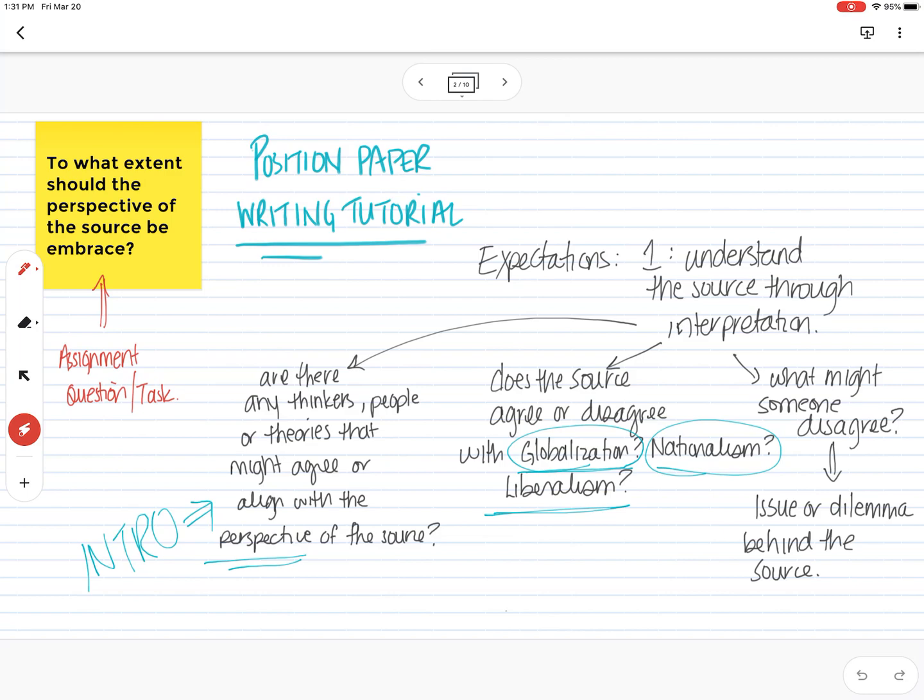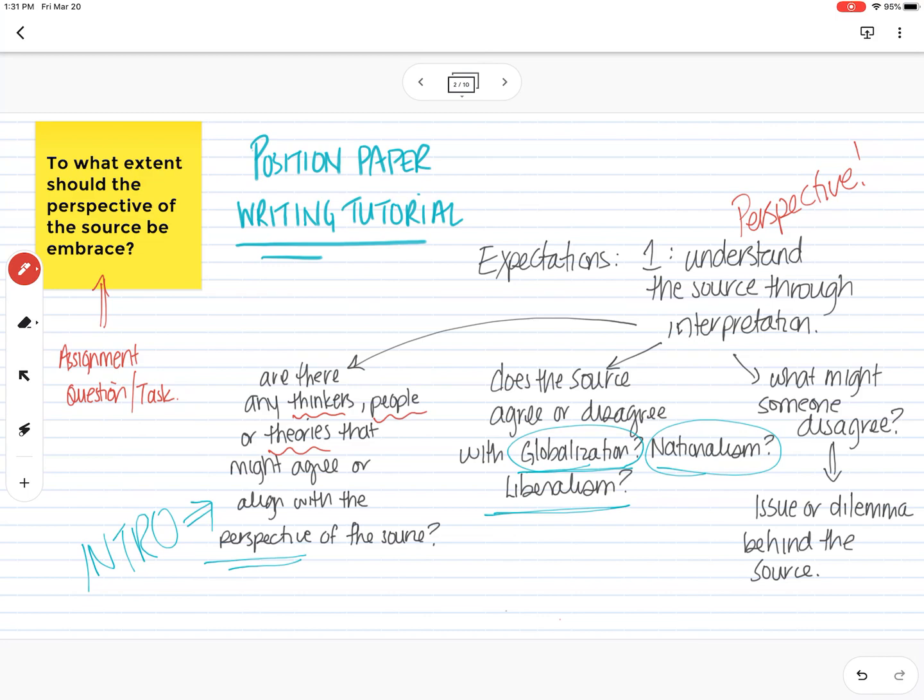And so rather than looking at format and what goes in each paragraph, we're going to take a look at this and say, the first expectation is that you understand the source. And again, this is a look at the perspective of the source. We are going to do this through our interpretation. So some of the things that we might want to start with is, are there any thinkers, any people or theories that might agree or align with the perspective of the source?